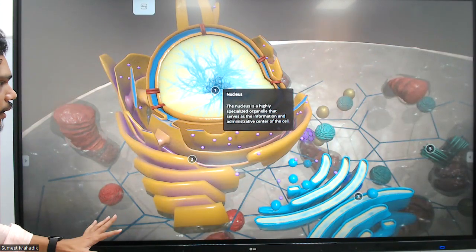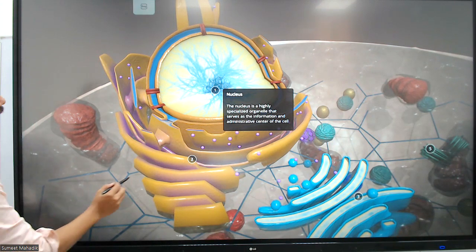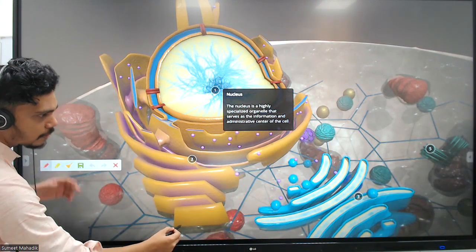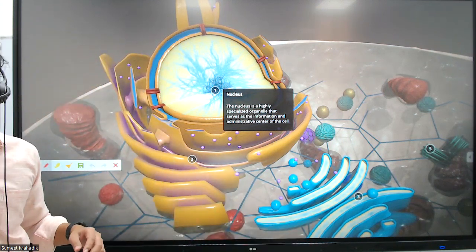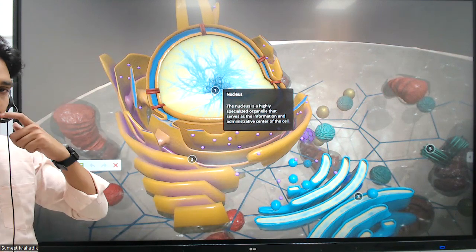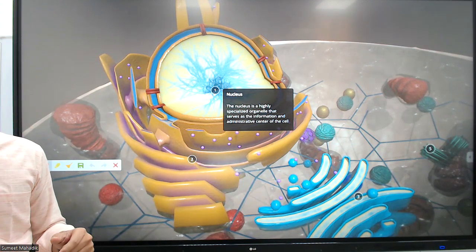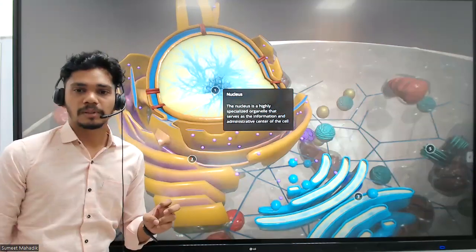Now, can you see something over here? One is smooth endoplasmic reticulum and the second is rough. Why rough? Who is present on the rough? Ribosome. What is the function of ribosome? Protein synthesis. Very good. Now let's talk about this thing.